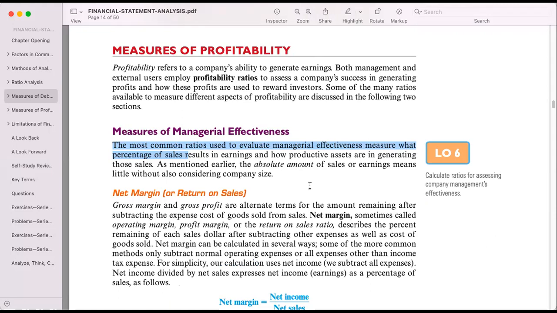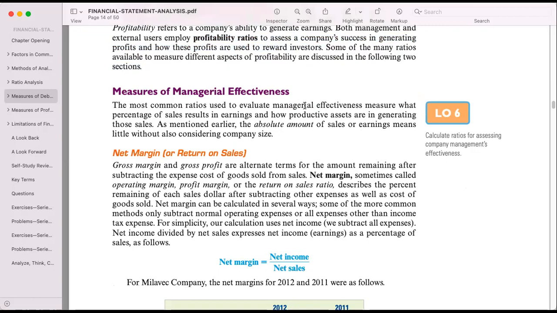So profitability refers to a company's ability to generate earnings. Both management and external users employ the profitability ratios to assess a company's success in generating profits and how these profits are used to reward investors. Some of the many ratios to measure different aspects are discussed in this section. So we have the net margin or the return on sales.